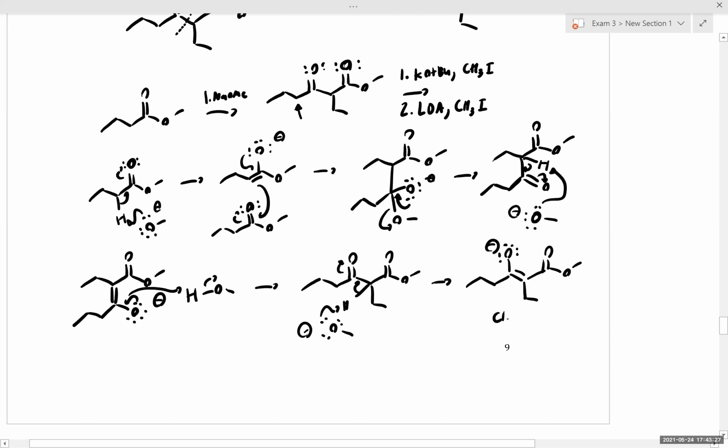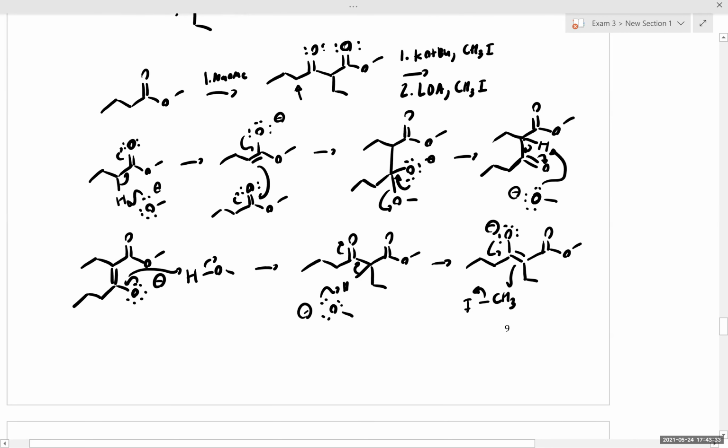And then from there, it can react with methyl iodide via an SN2 reaction. Chloromethane is okay, but generally methyl iodide is used for these alkylation reactions because iodine is such a substantially better leaving group.